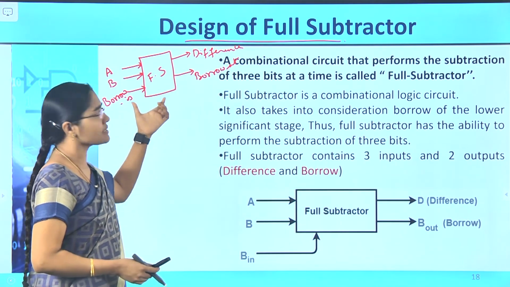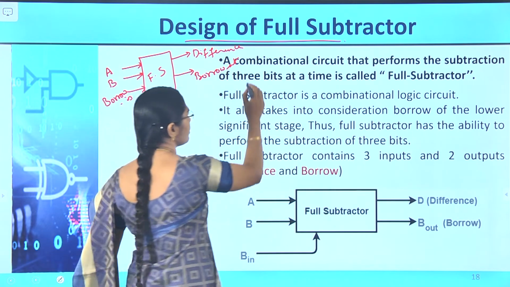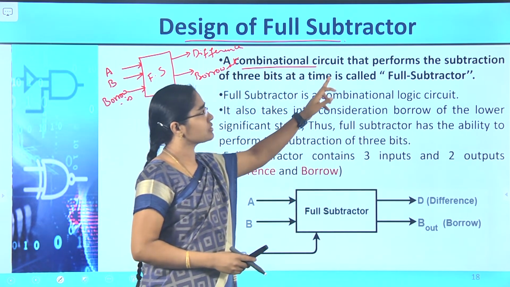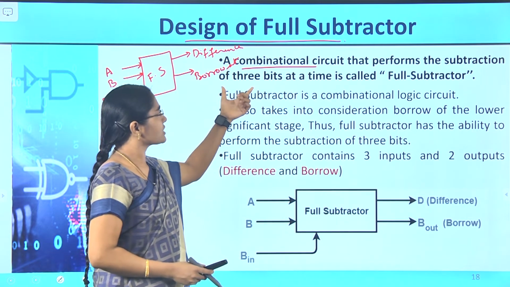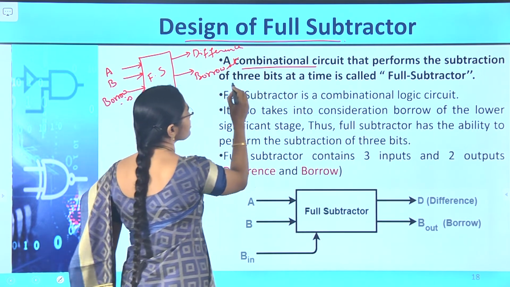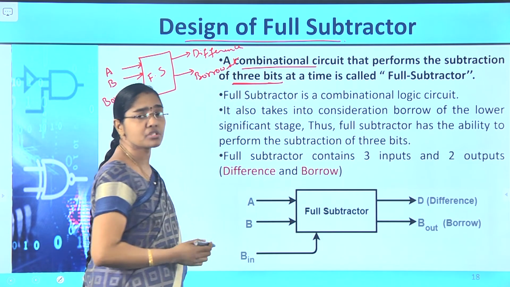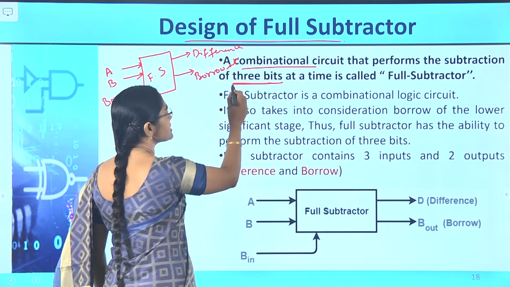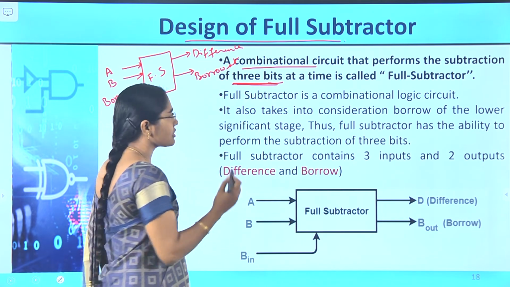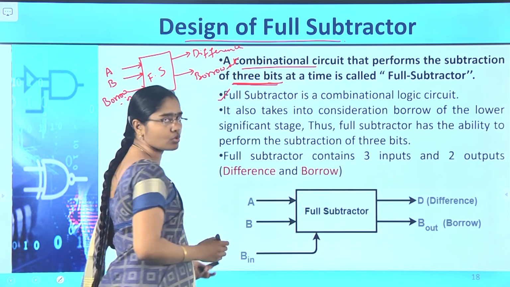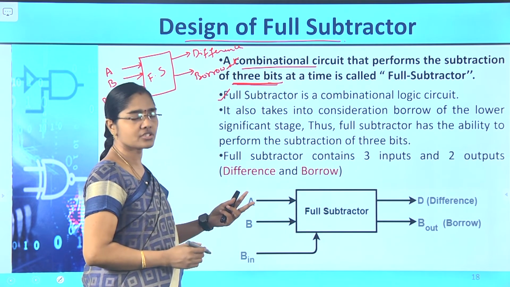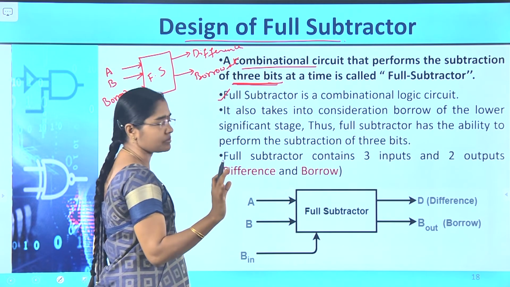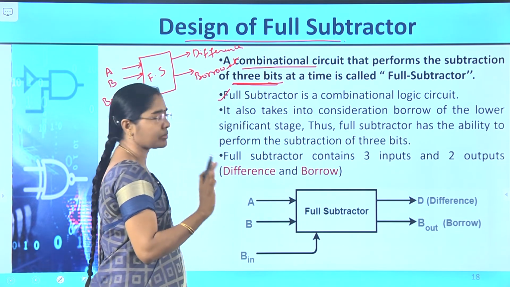This full subtractor is a combinational circuit as per the definition. We will say it like this: a combinational circuit that performs subtraction of 3 bits at a time is called a full subtractor. Since it is a combinational circuit, it depends only on the present input, so it doesn't require any memory.